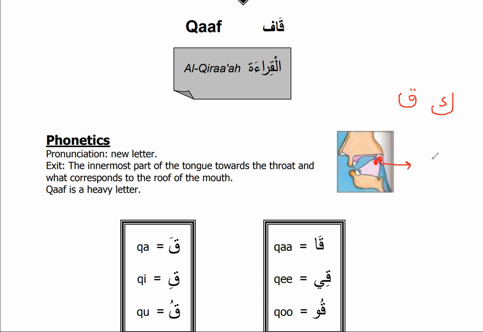Now, if you want to pronounce qaf, you add hamza and say aqal, aqal, and you realize that your tongue is very near to the epiglottis. If you imagine this is your epiglottis in your throat, the root of the tongue is touching this part, this soft part of the epiglottis.